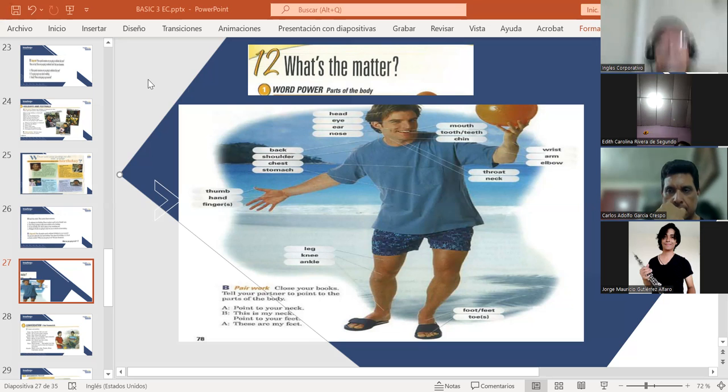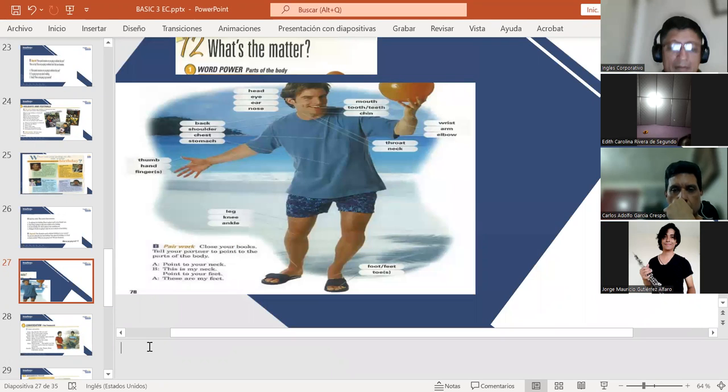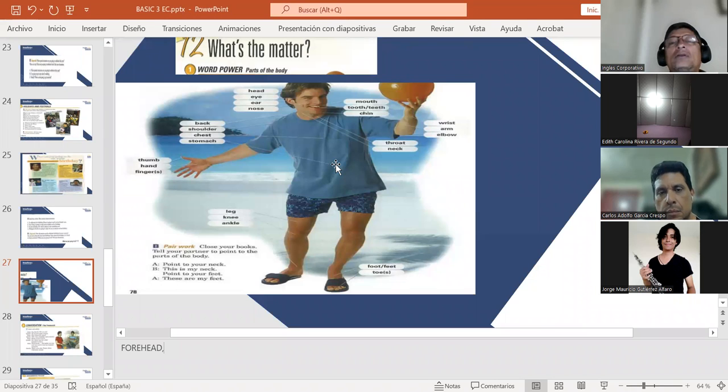So we have head, eye, ear, nose, like, you know. And then we have mouth, teeth, and chin. This is your forehead. But we're gonna name some others, because we need vocabulary, okay? We're gonna add some more. If you don't know, ask me what's the meaning, okay? Then we have the wrist, the arm, the elbow. Here we have the throat. This is your throat. And here is your neck. Here. Okay? This is your neck, the back part. And here, your throat. Okay?